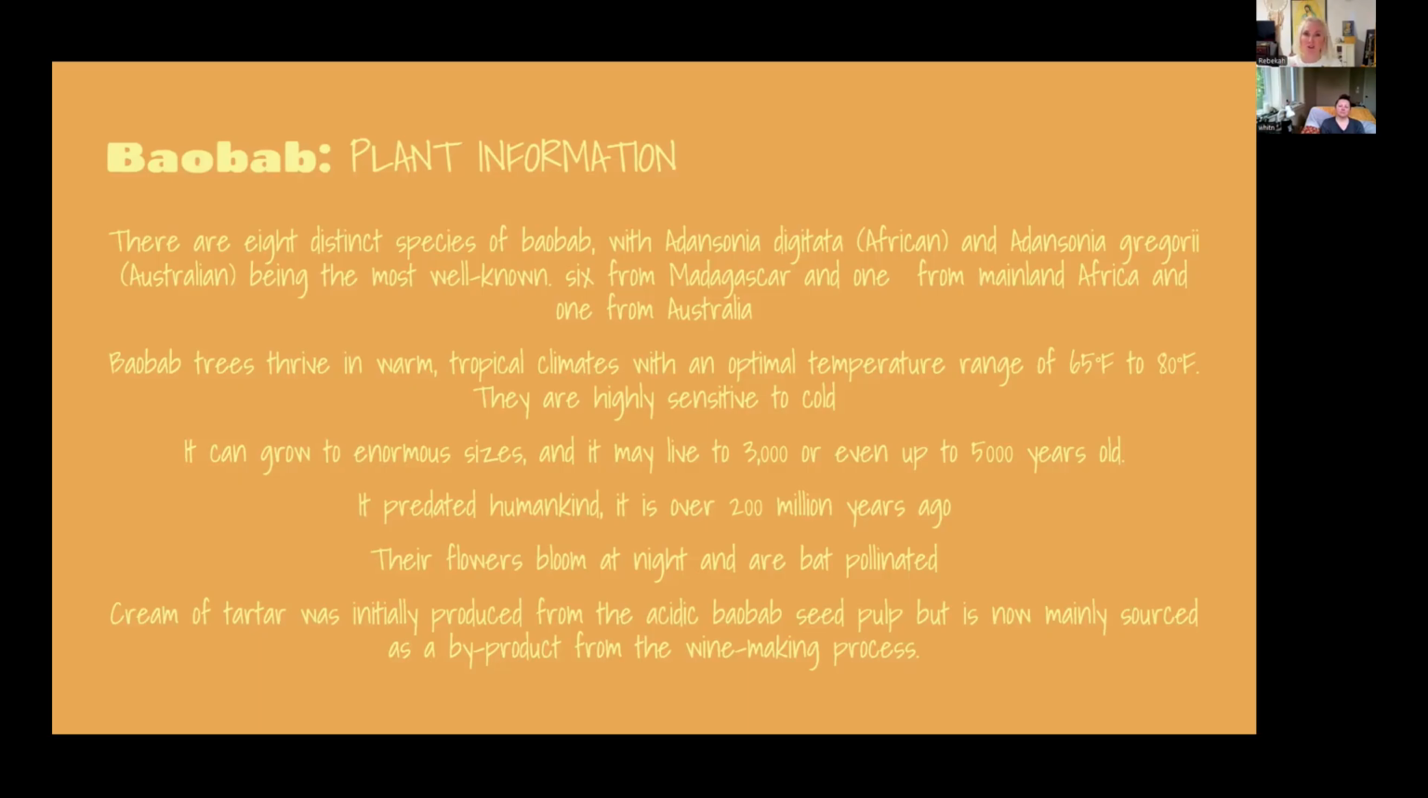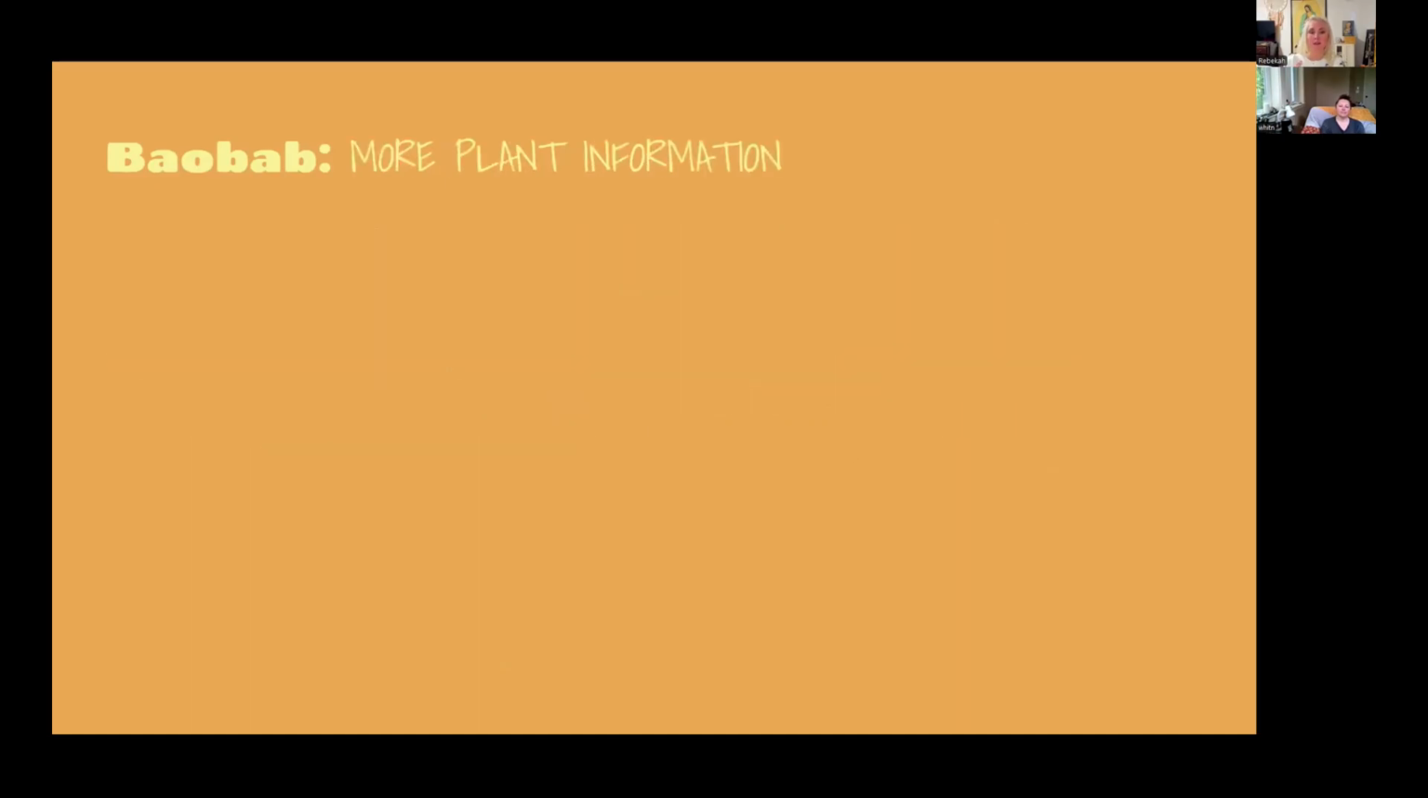It prevents the crystallization of sugar, so in candy making, sometimes they use cream of tartar. Regardless, it used to come from the baobab, but now we get cream of tartar from our winemaking process. So it's more the seeds of the grape, I imagine. It's because of the acidity. I don't know exactly what it is, but it's obviously acidic. It's about the pH. That's why it works the way it does. So, more plant information.